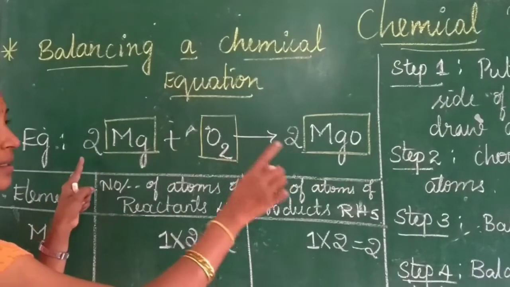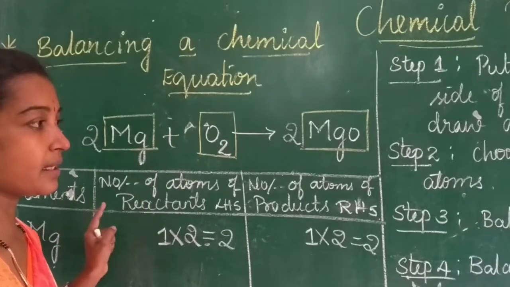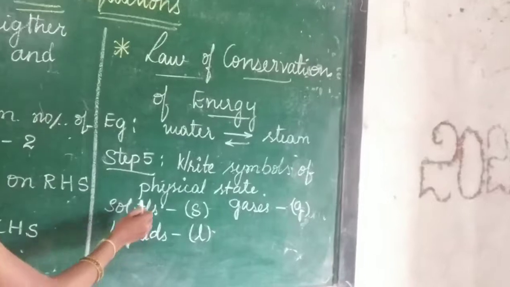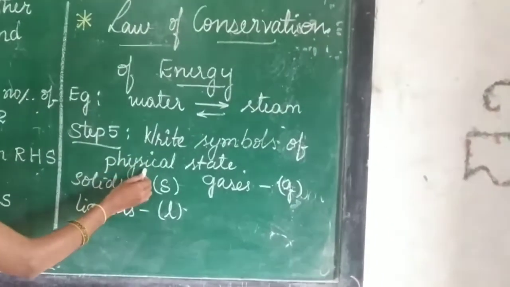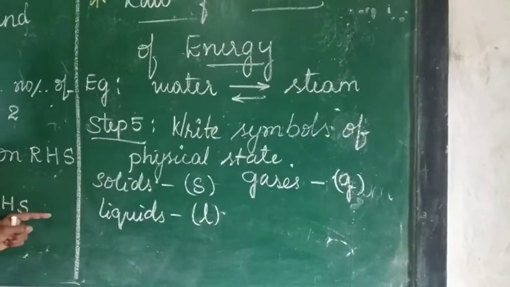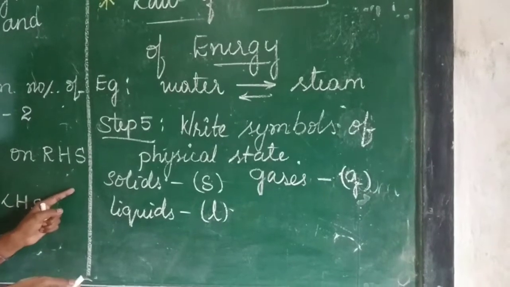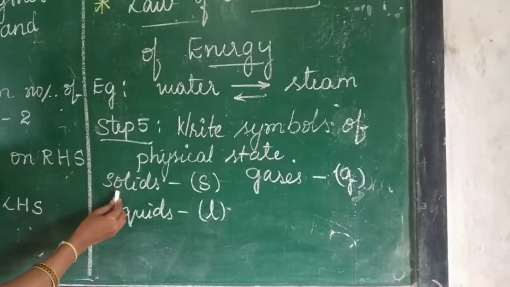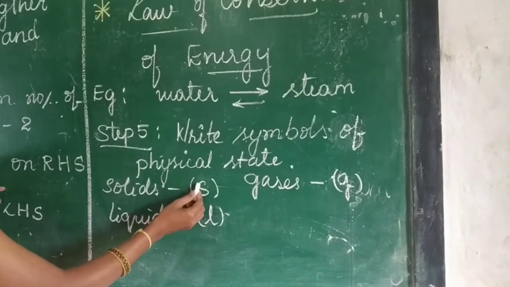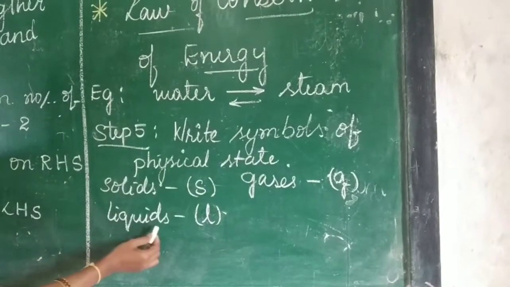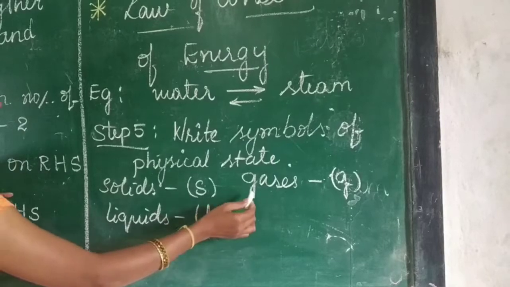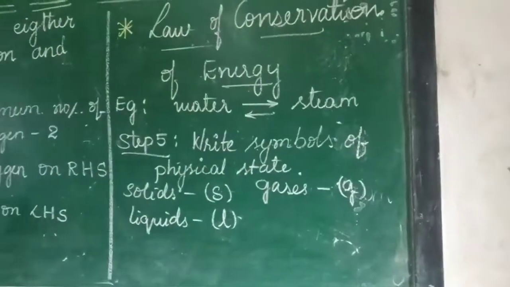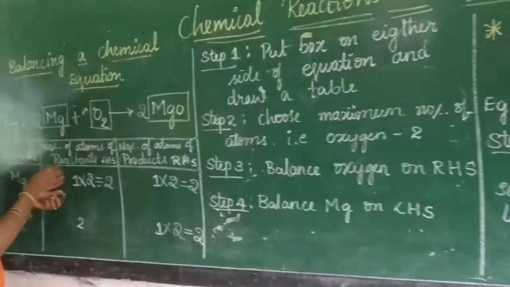But in the last step, we have to write the symbols of physical state. The symbols of physical state give more information about the reaction and a clear understanding of the reaction. Now, solids are represented as S, liquids are represented as L, and the gaseous state is represented as G.